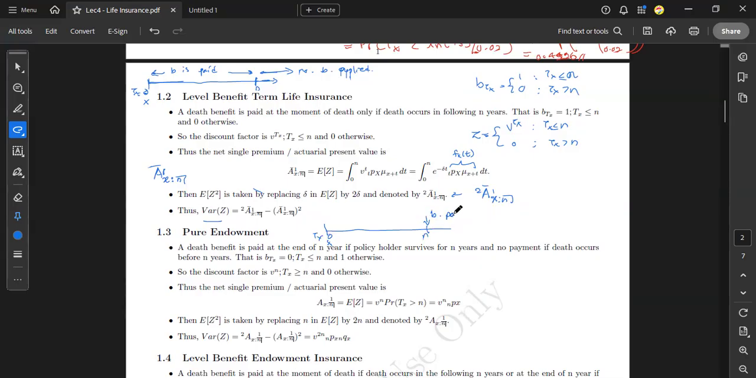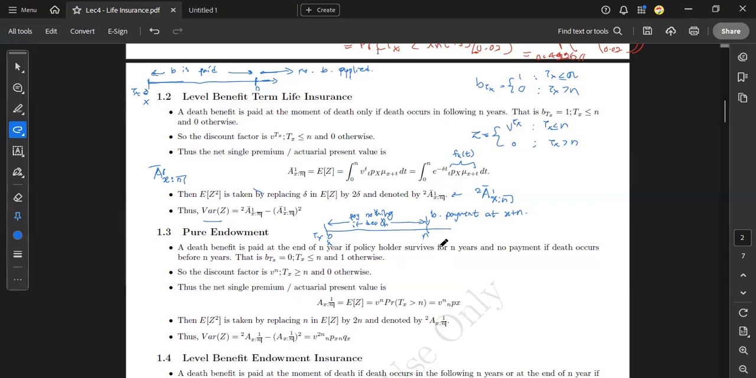benefit payment at age x plus n. That means during this time, pay nothing if death occurs. But if death occurs after n years, at age x plus n, there's a payment, and we don't know when the death occurs after that, but it is sufficient to know that the person has survived for n years.